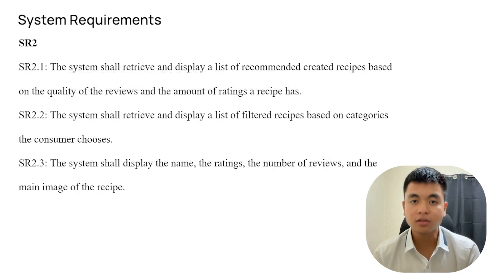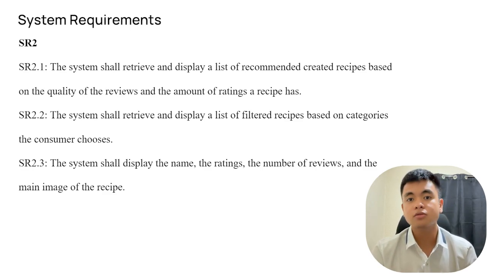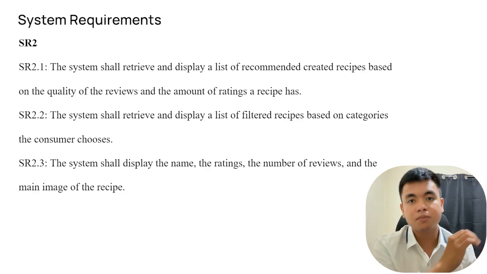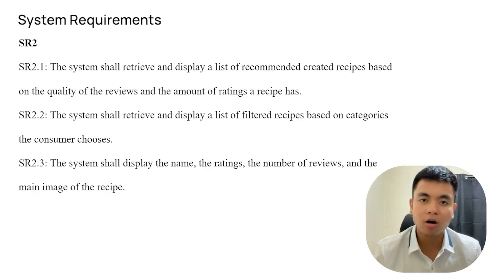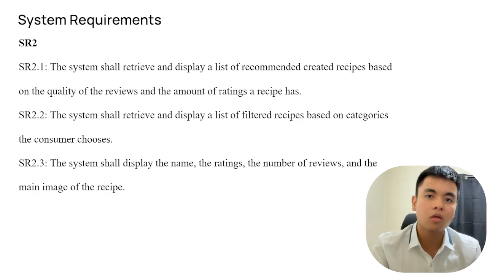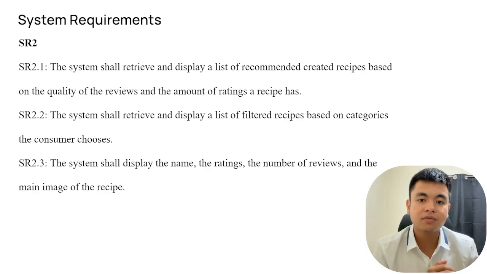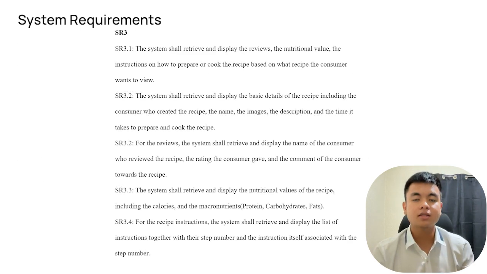And so for SR2, now this talks about getting the filtered recipes. So for the consumers, if they want to sort the recipes based on the highest rated, the highest protein, or the highest carbs, or the lowest calories, or the lowest fat recipe, they can do that, and that has been specified in our SR2. So for our SR3, this talks about getting the details of each recipe.